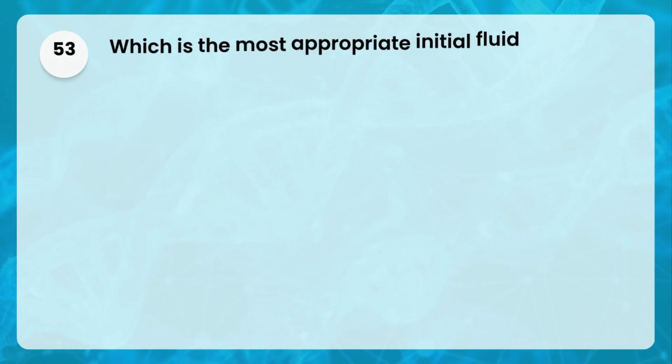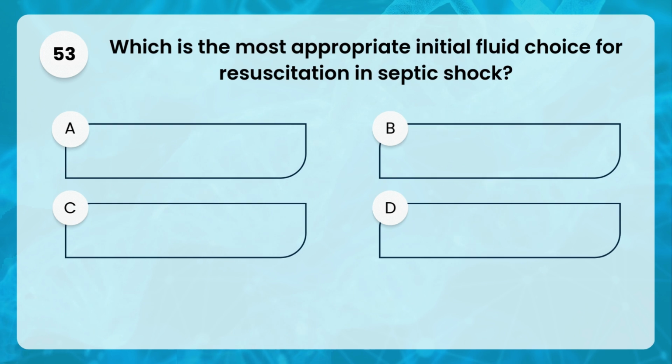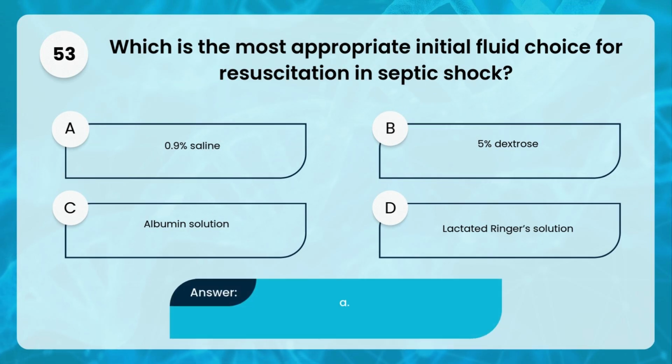Number 53. Which is the most appropriate initial fluid choice for resuscitation in septic shock? A, 0.9% saline, B, 5% dextrose, C, albumin solution, or D, lactated ringer solution? The answer is A, 0.9% saline.